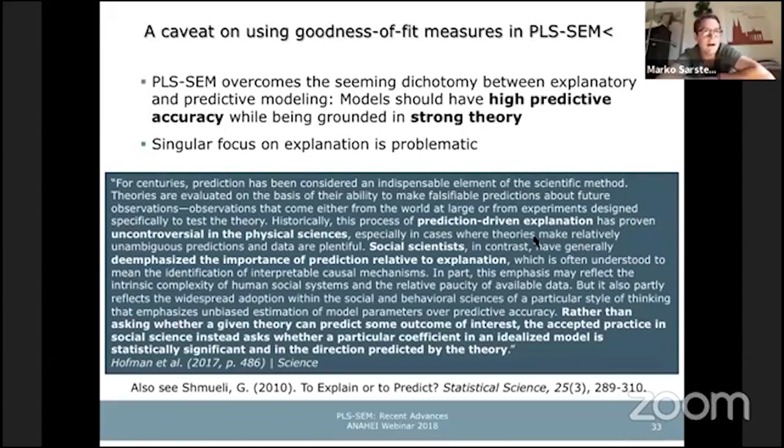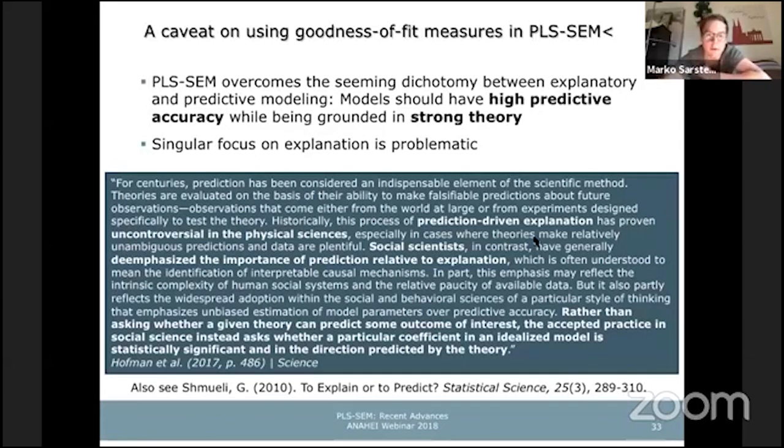But at the same time, CBSEM is grossly unsuited for prediction, that's the first issue. And a model that fits well is not necessarily a good predictive model. It's actually quite the opposite usually. A model can be very good in terms of fit, but predict very badly. Similarly, a grossly misspecified model can be perfect in prediction.